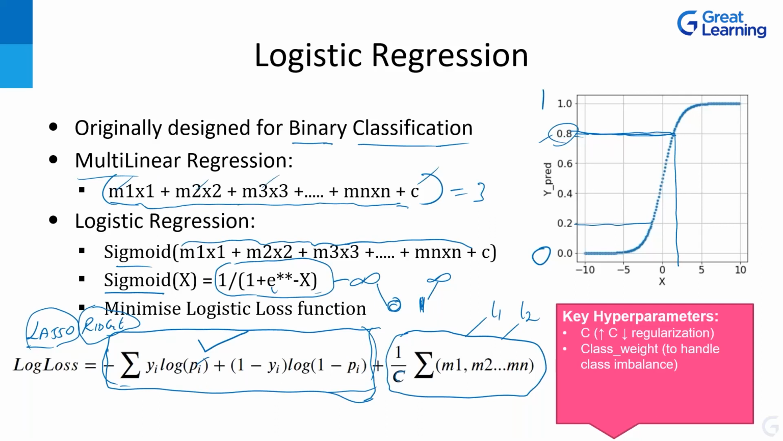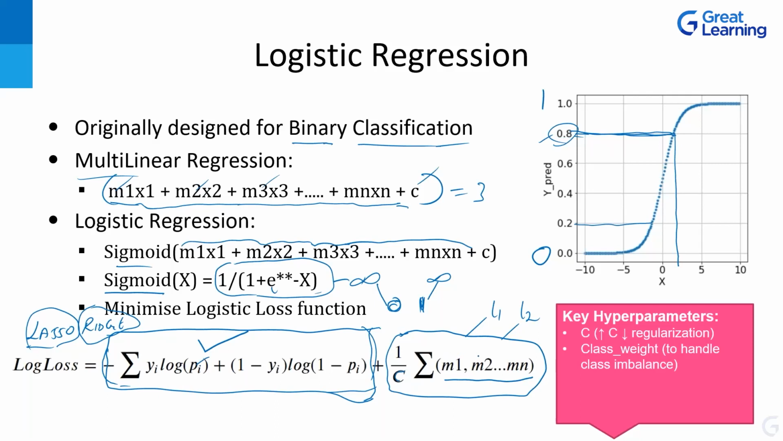And if it's a regularized logistic regression, then there's an added penalty. Essentially, what this particular function is doing is making sure that our slope values m1, m2, m3 are not too high.